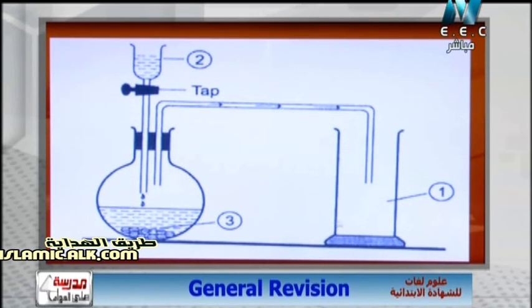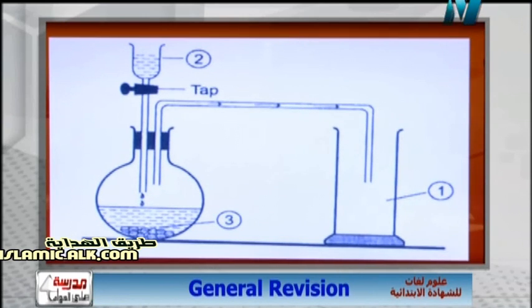Number one will be carbon dioxide gas. Number two would be the acid. I can also write acid, so pay close attention to this word, hydrochloric acid. Number three will be calcium carbonate. So this gas is what? It is carbon dioxide gas. So let me write this label.